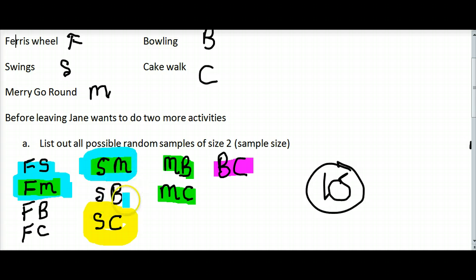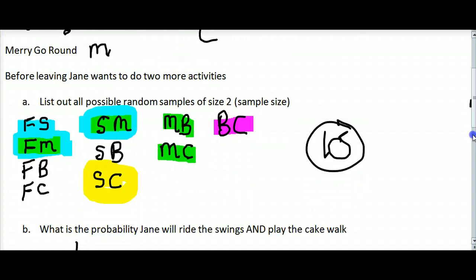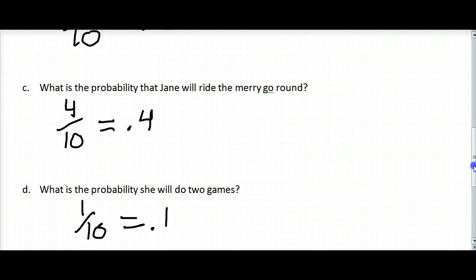Only games, or only rides. Swings and bowling and swings and cakewalk are out because they have a game. Merry-go-round and bowling, merry-go-round and cakewalk, they're out. And bowling and cakewalk all involve a game, giving us a probability of 3 out of 10.